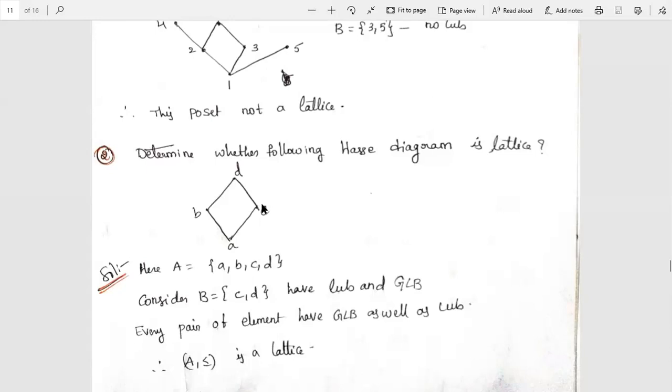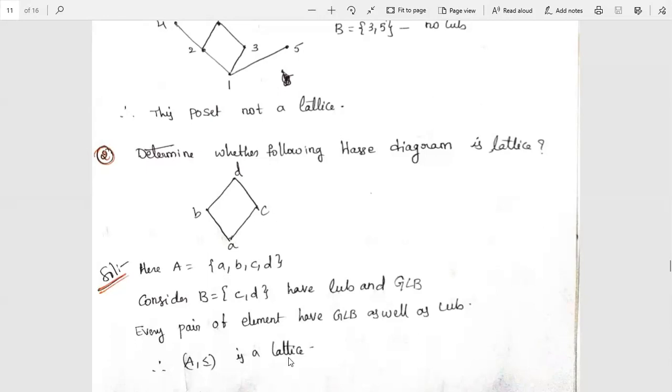So this C, D has a least upper bound. C itself is an upper bound and D itself is an upper bound. So in these, the least upper bound and greatest lower bound exist. So the least upper bound is C and the greatest lower bound is A. Every pair of elements has a greatest lower bound as well as a least upper bound in this given Hasse diagram. So the poset A with the relation less than or equal to is a lattice.